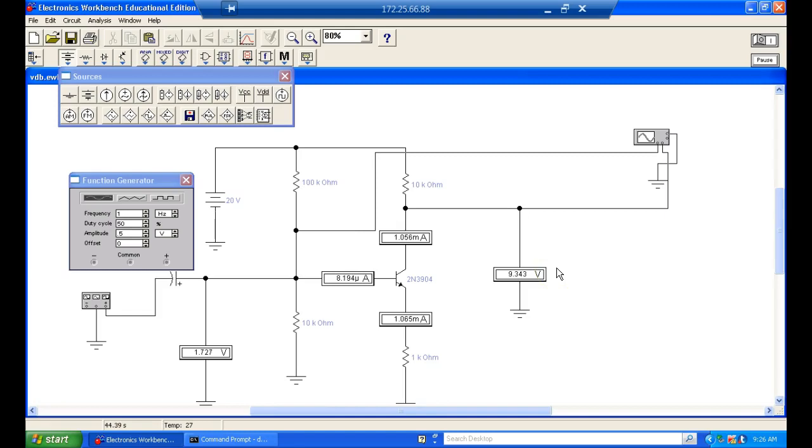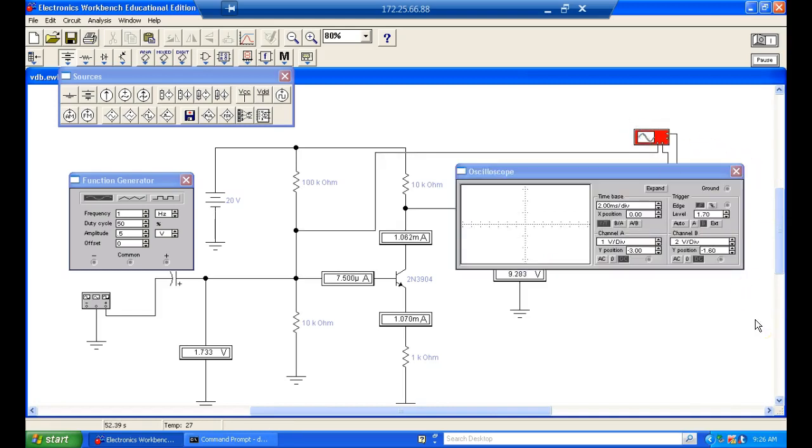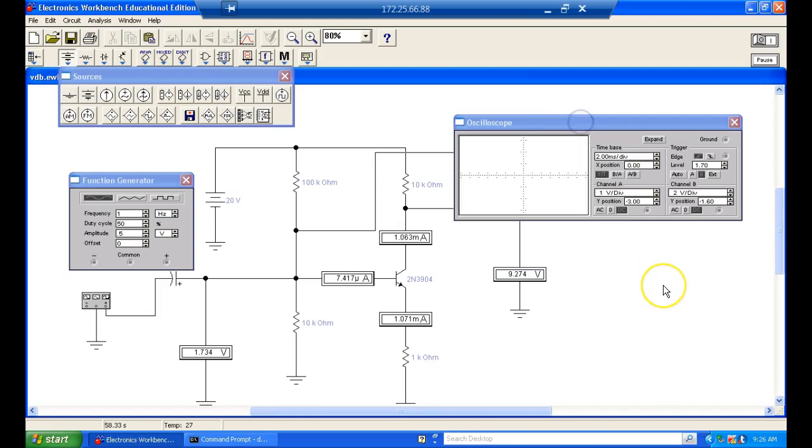So what I'm going to do, and we'll look at this in a minute, is take my oscilloscope. We've got a 2-channel oscilloscope, and I might have to slow it down. This oscilloscope is not very good. The simulated oscilloscope. Oh, we got it on 1 hertz. This is 1 kilohertz.